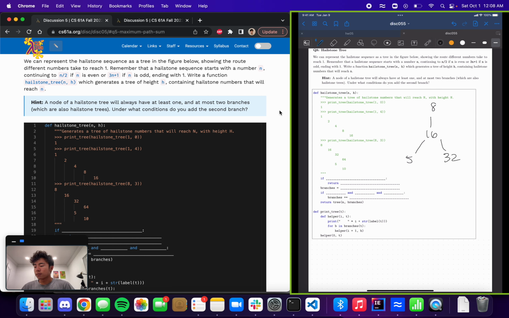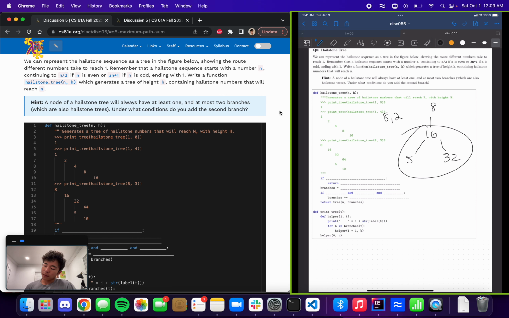And then we want to say, how can we make a recursive call to generate maybe this tree right there? So the parameters that we pass in are like 8 and maybe 2. So we're generating a hailstone tree with number 8 at the very top, and it's at height 2. And the question is, how do I generate this 16, 5, 32 tree? Well, think about it for a sec, and I'm going to start now.